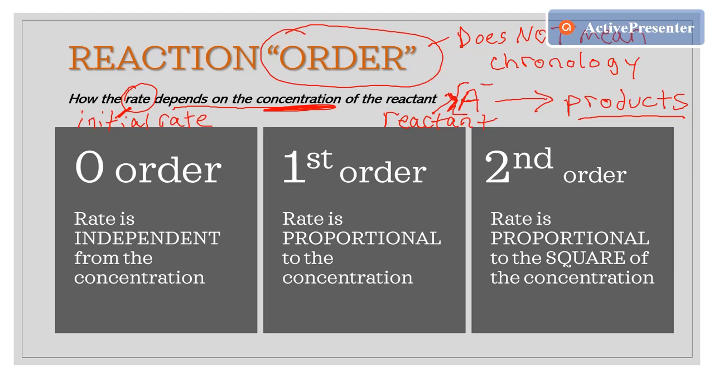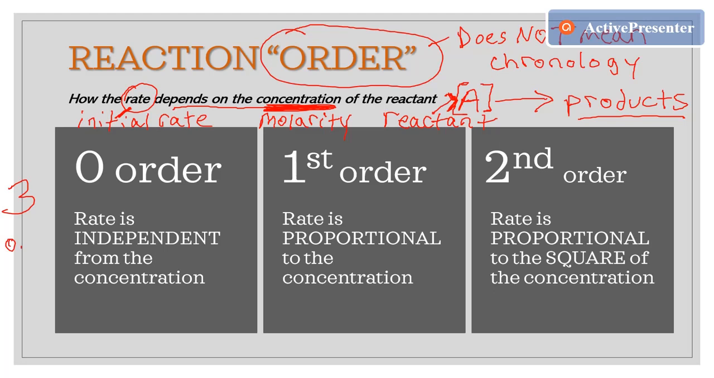And we're going to put little brackets around the A to denote that we're talking about the concentration. And of course the concentration is pretty much used interchangeably with molarity. And molarity is the number of moles in a liter of solution. So if you don't remember what molarity is, go back to your Chemistry 1 class notes and refamiliarize yourself with molarity.